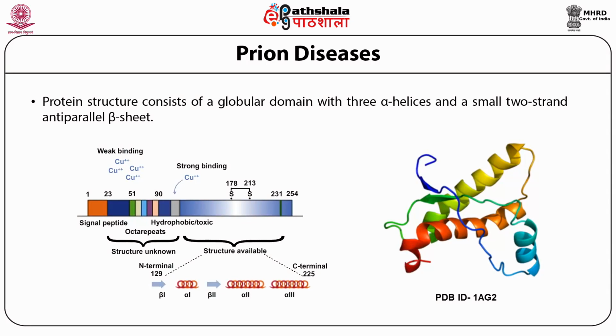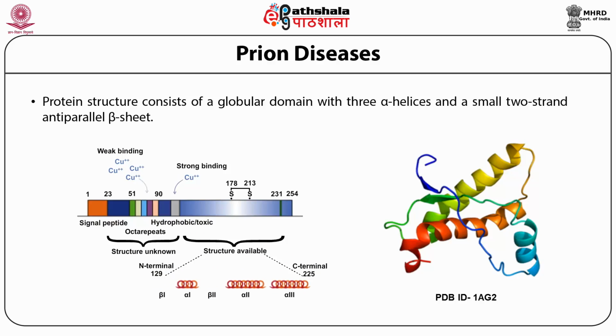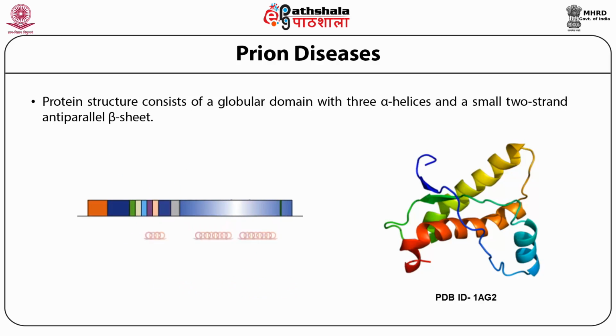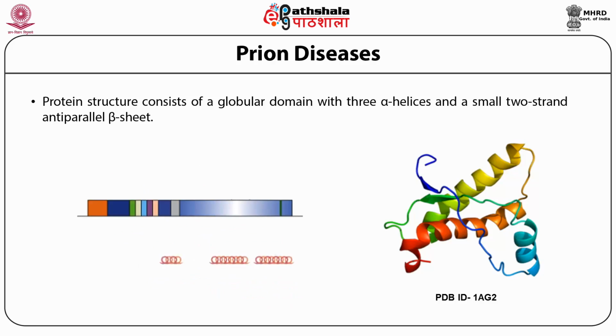The protein structure consists of a globular domain. The prion protein structure consists of a globular domain with 3 alpha helices and a small 2 antiparallel beta sheets. On the right side, you can see the 3-dimensional structure where the 3 alpha helices, 2 beta sheets and large loop regions are shown.